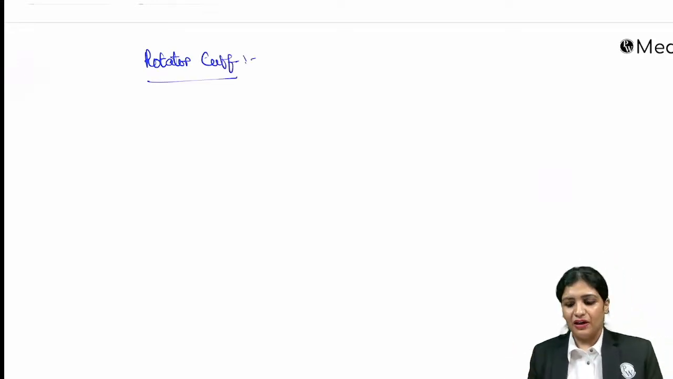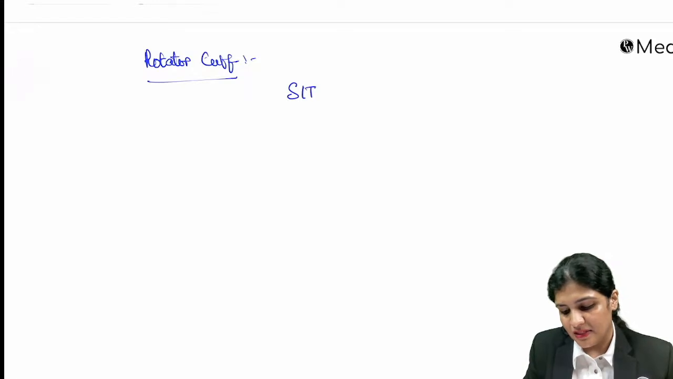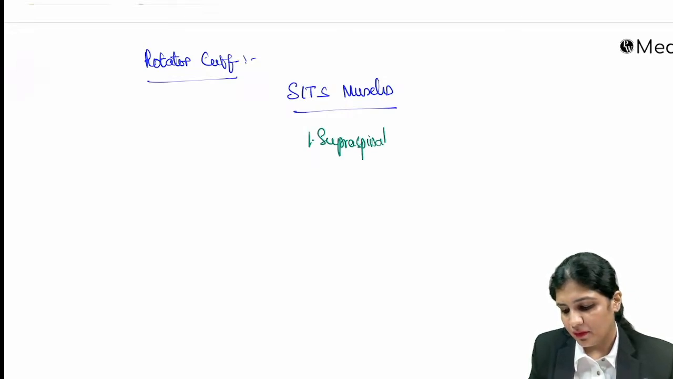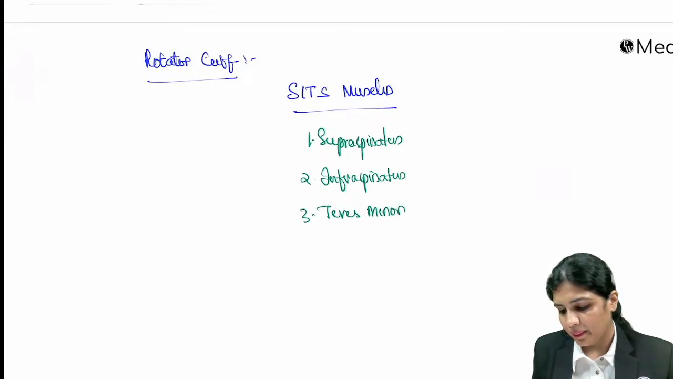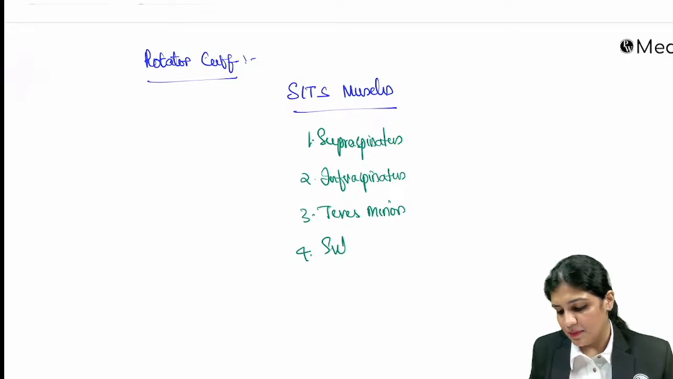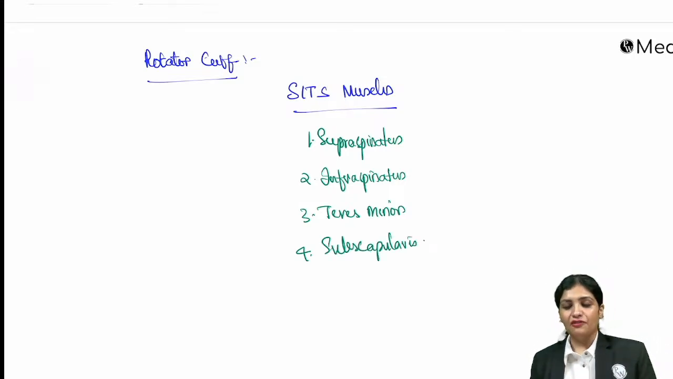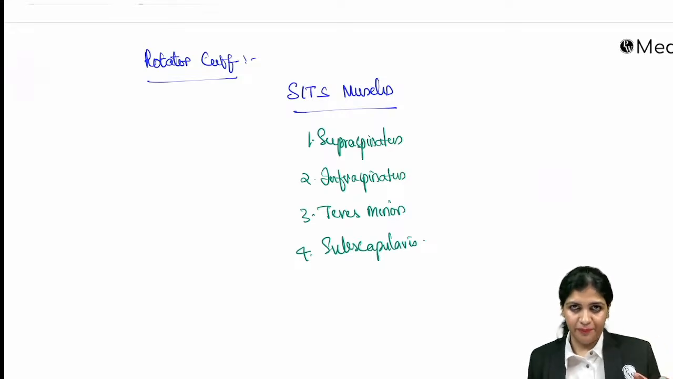So rotator cuff are the SITS muscles, right? What is the SITS muscle? First is the supraspinatus, and then you have your infraspinatus, and then there is teres minor, and then there is your subscapularis. So these are the four rotator cuff muscles which are present around the shoulder, right?